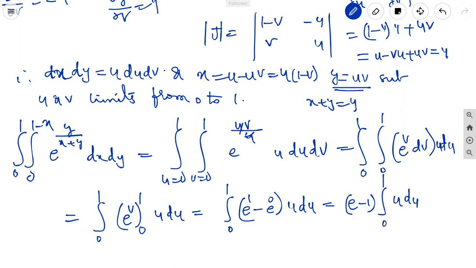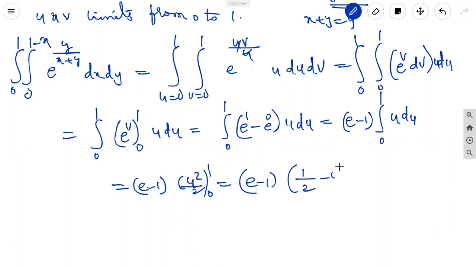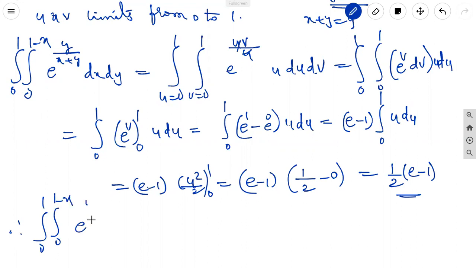That is equal to e minus 1. U integration is u square by 2, limits from 0 to 1. E minus 1 into 1 square means 1 by 2 minus 0 by 2 is 0, equal to 1 by 2 into e minus 1. Therefore, integral 0 to 1, integral 0 to 1 minus x, e power y by x plus y dx dy equal to 1 by 2 into e minus 1 is the answer.